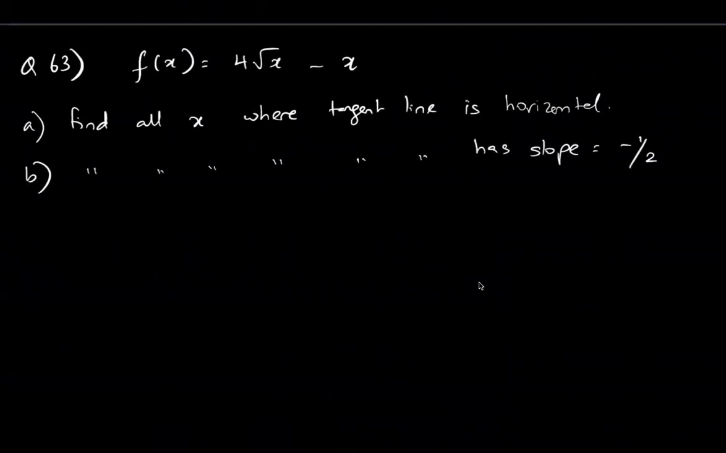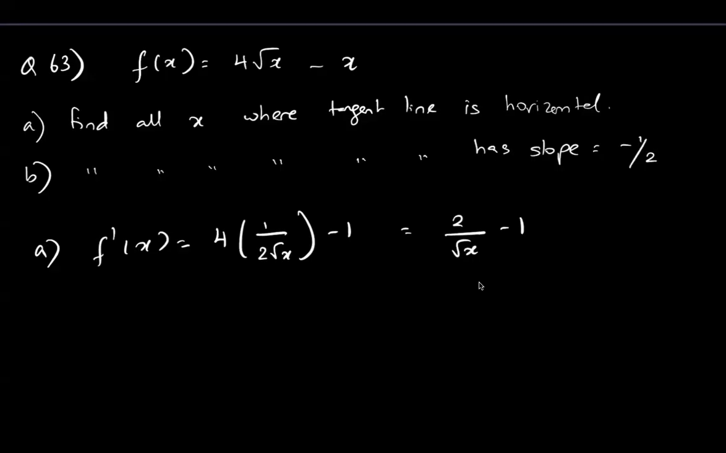I'll do 63 first. Question 63 is asking me to find all the x values where the tangent line is horizontal. So this is similar to the previous problem we did. So what do I do again? I find f prime first: 4 times 1 over 2 root x minus 1. I simplify it, that is 2 over root x minus 1.